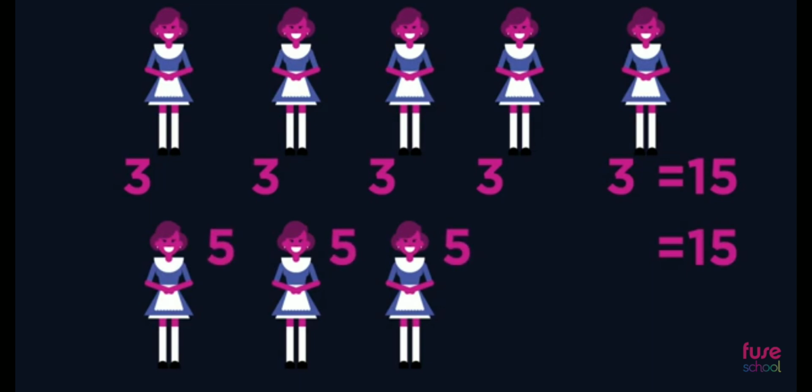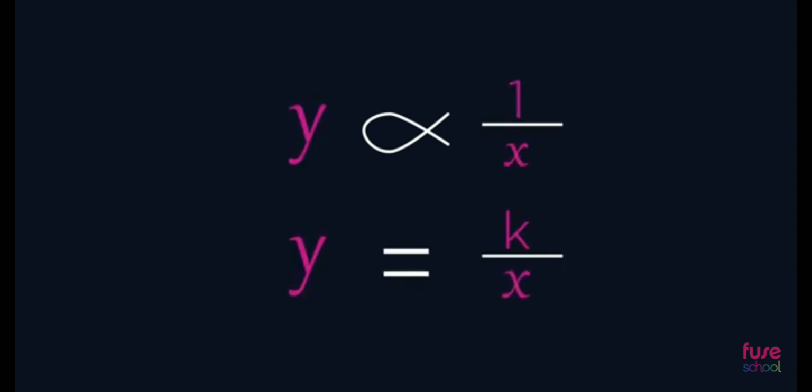In general, if y is inversely proportional to x, you will see it written like this. It may also be written like this, as an equation with the value k. K is the constant of proportionality, which for inverse proportion is the product of two quantities. You may be asked to give a formula for the relationship between two quantities, or to find a value.